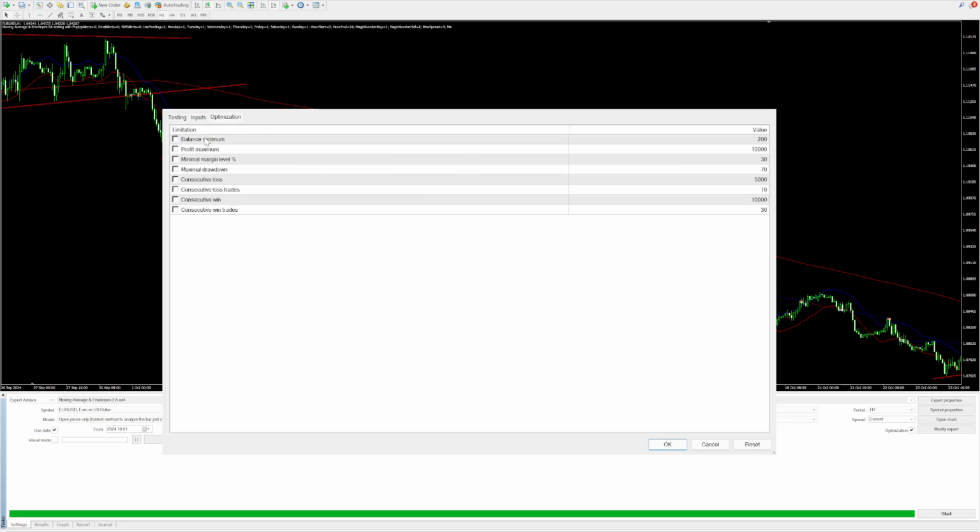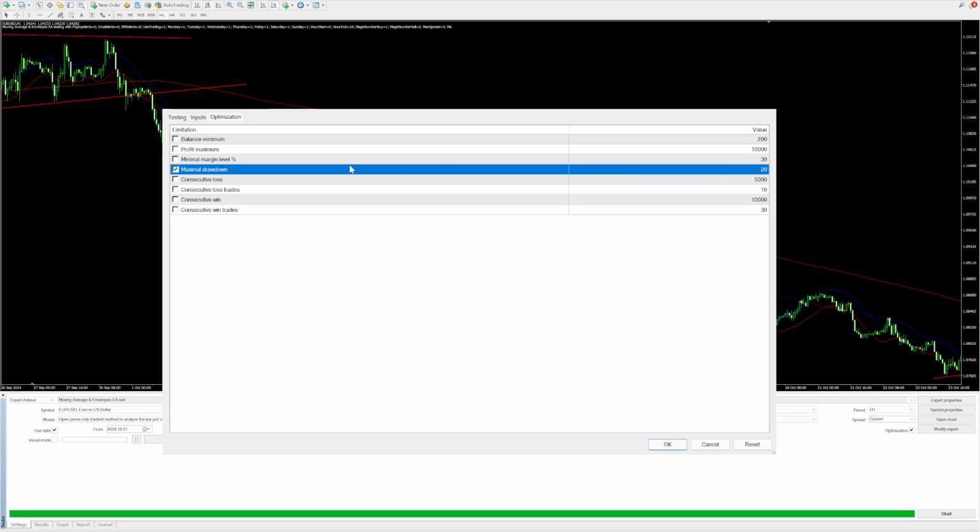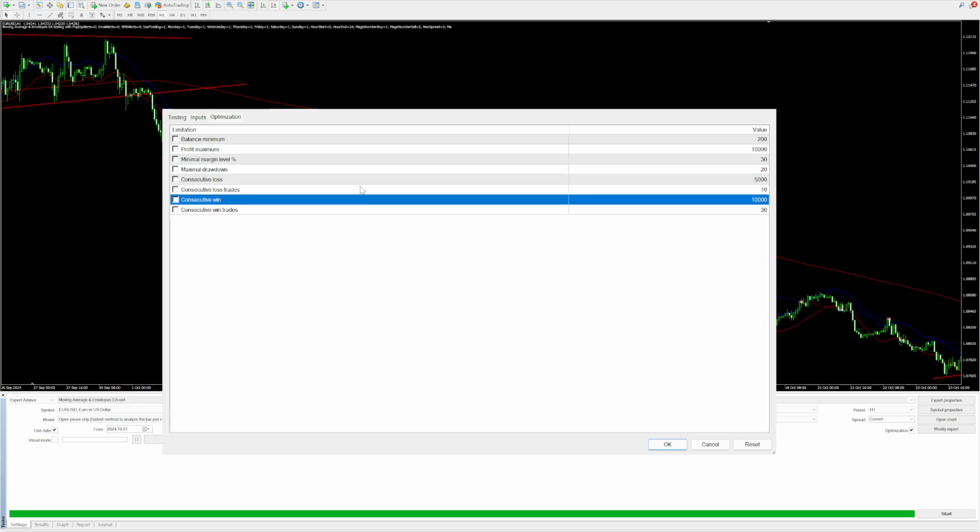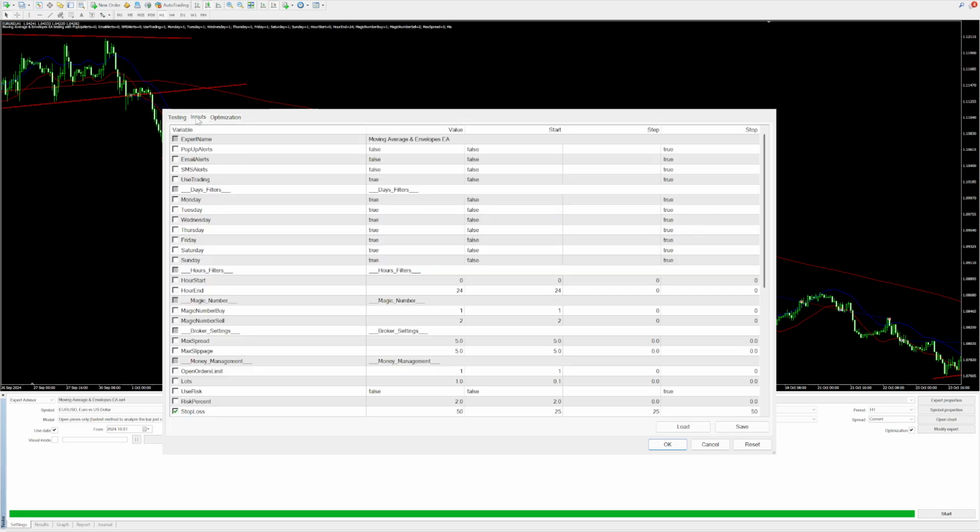In this optimization, you can limit the results you see. So if you have balance minimum, now let's go for maximal drawdown. So if you set the maximal drawdown to, let's say 20, okay, this will only give you results where the maximal drawdown is 20. I don't use these really because I like to see what different combinations would give so I know what's good and what's not.